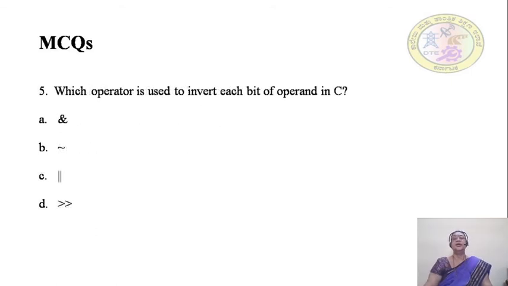Next question: which operator is used to invert each bit of an operand in C? A ampersand, B tilde, C vertical bar, D greater than. The correct answer is option B. The bitwise NOT operator is used to invert each bit of an operand in C. Option B is the correct answer.